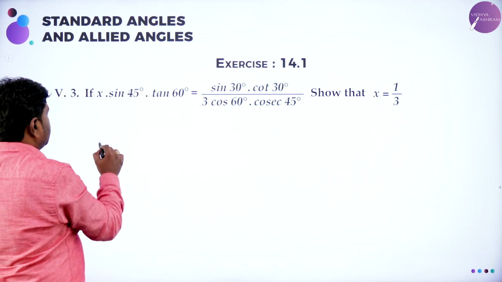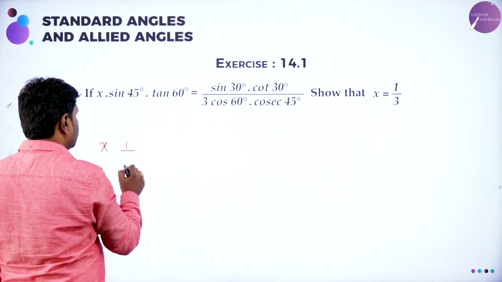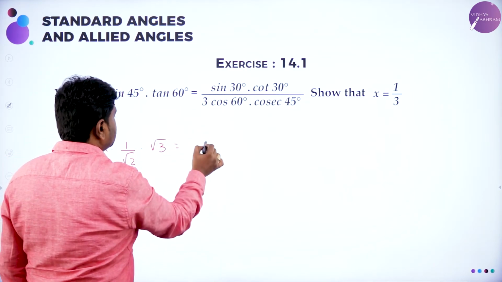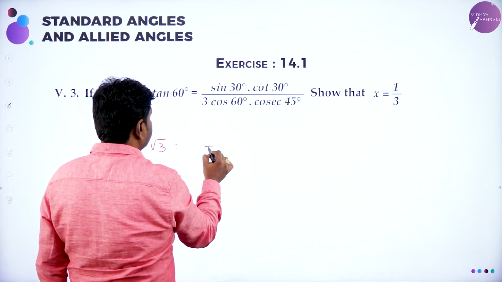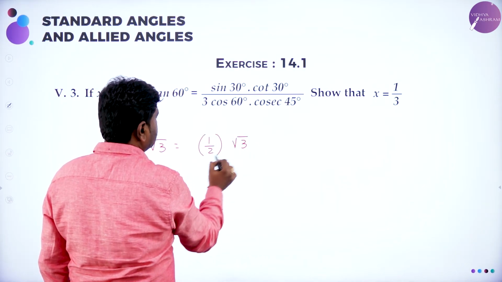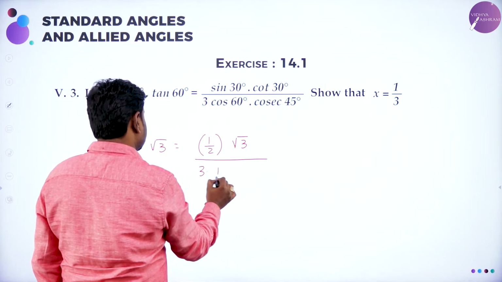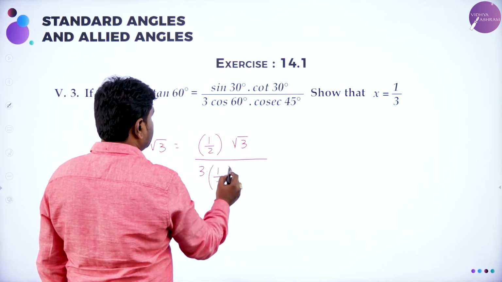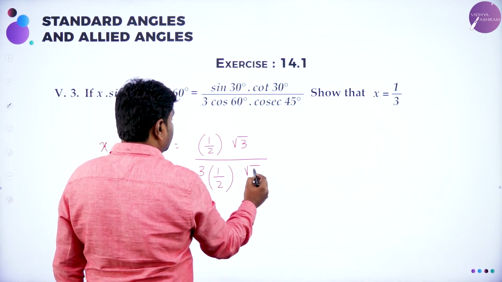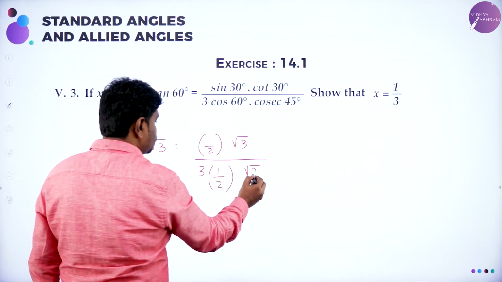So x into sin 45. All of you know sin 45 is 1 by root 2. Tan 60 is root 3. Sin 30, what is sin 30? 1 by 2 in the angle table. And cot 30, cot 30 is root 3, reciprocal of tan 30. 3 times cos 60. Cos 60 is 1 by 2. And you know cosecant 45 is the reciprocal of sin 45. Sin 45 is 1 by root 2. Cosecant 45 is just root 2.